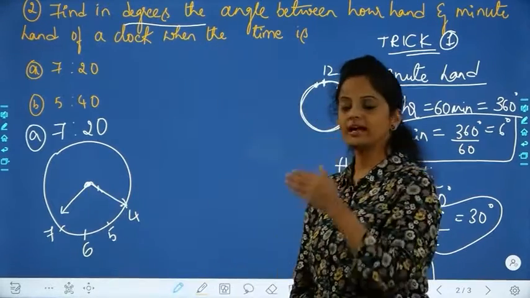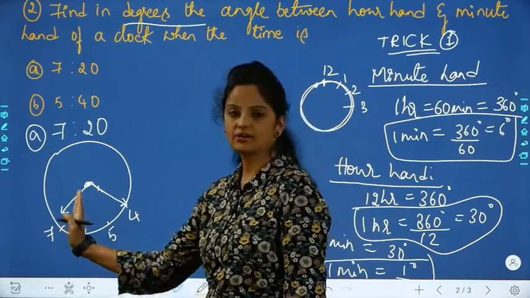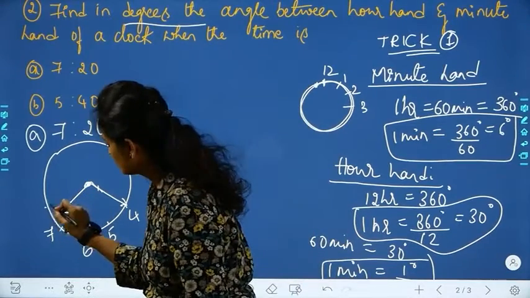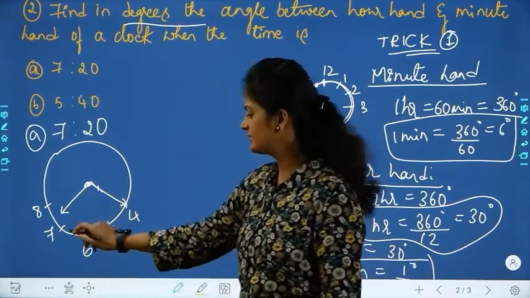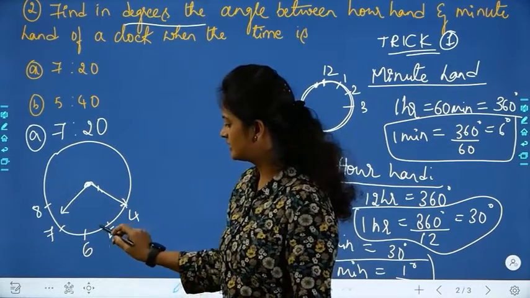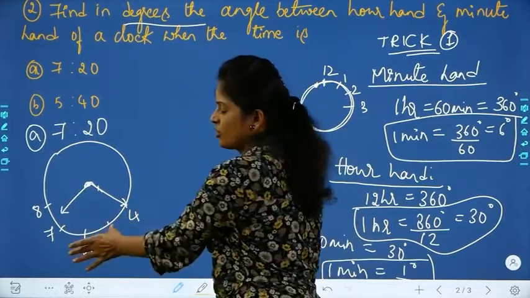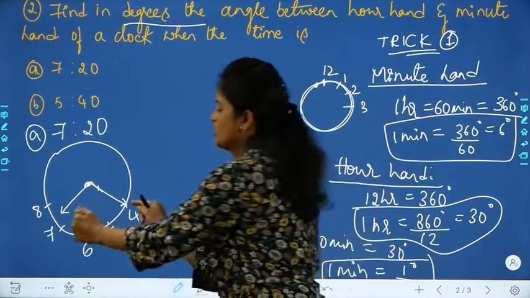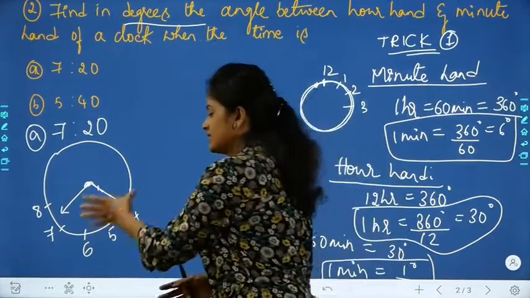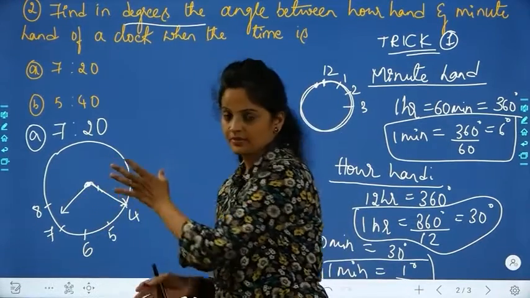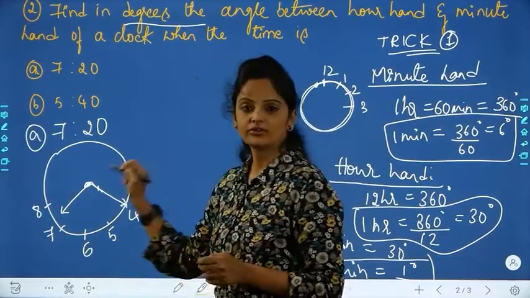It will not be at exact 7 because already 20 minutes have passed, so it will be ahead of that. It is approaching 8. Right? So now if I roughly calculate, I can make out that this is 30 degrees, 30 degrees and 30 degrees. The difference between these numbers after plotting the timing, you see how much gap is there. Roughly, approximately you calculate the degrees.